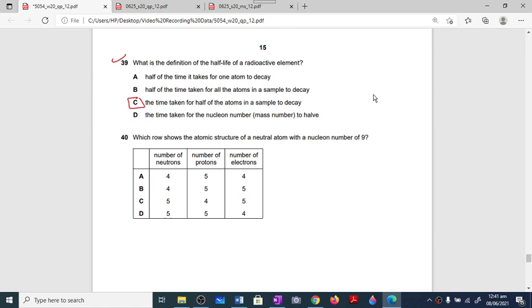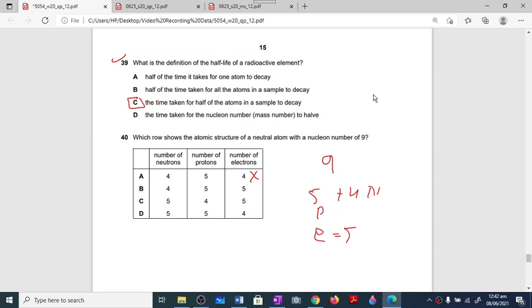Now which row shows the atomic structure of a neutral atom with the nucleon number 9? Nucleon number 9 means that there are, let's suppose, 5 protons and 4 neutrons, and it can be reversed as well. So if the number of protons is 5, then the number of electrons will also be 5. Now we will check what is the correct option. If we take the number of neutrons 4, then option A, number of protons is 5 but number of electrons is 4, which is wrong.